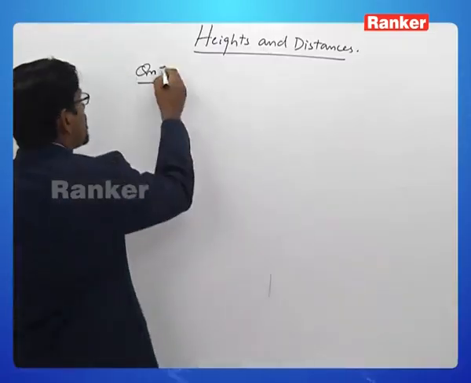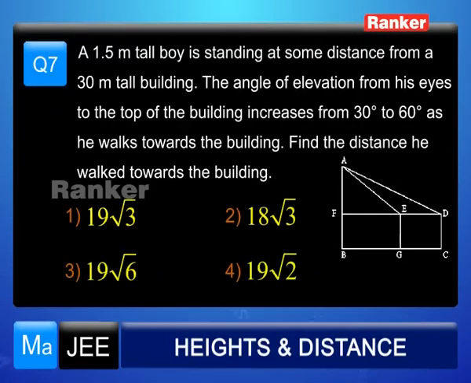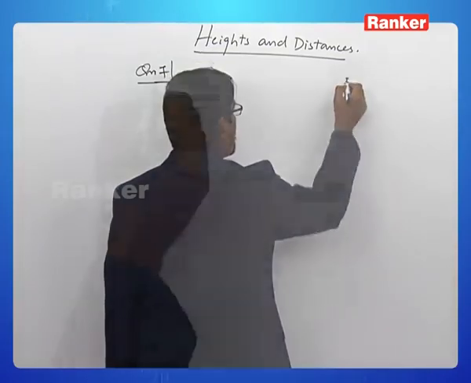Question number 7. Let's move on to the next question. A 1.5 meter tall boy is standing at some distance from a 30 meter tall building. The angle of elevation from his eyes to the top of the building increases from 30 degrees to 60 degrees as he walks towards the building. Find the distance he walked towards the building. First option 19 root 3, second option 18 root 3, third option 19 root 6 and fourth option 19 root 2.